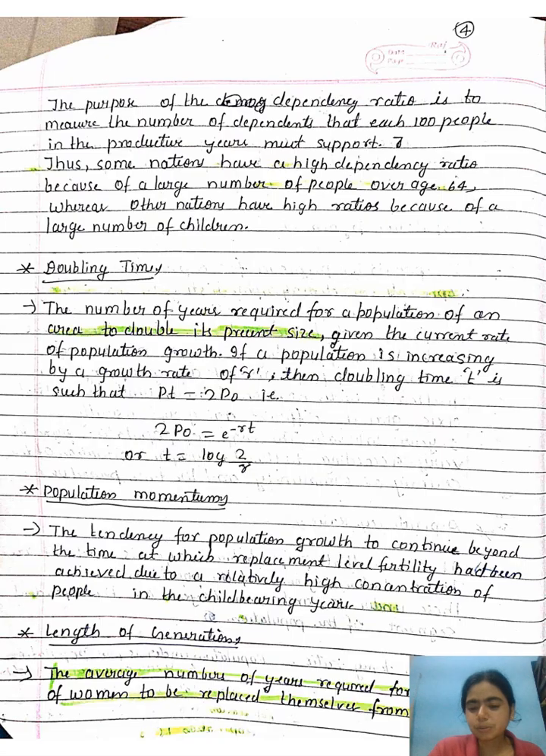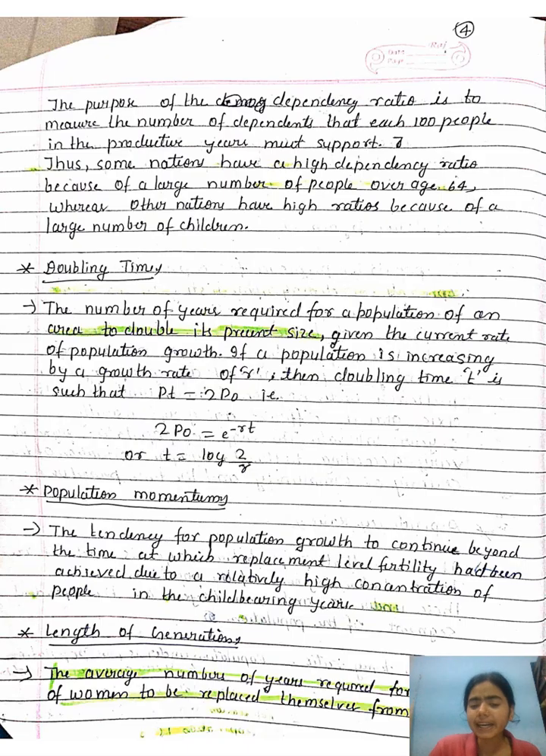So yeah. Doubling time: the number of years required for a population of an area to double its present size. The formula for this is time equal to 70 by r, and this is also the formula.